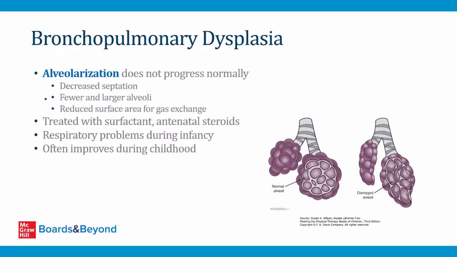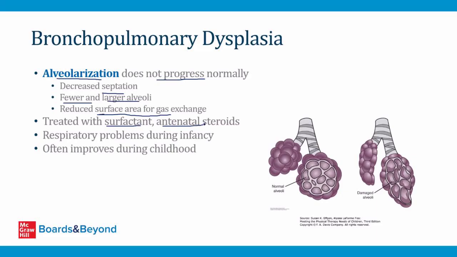The underlying pathology of bronchopulmonary dysplasia involves alveolarization, that process we talked about earlier. It does not progress normally when babies are exposed to high levels of oxygen and mechanical ventilation. They have less septation. They're born with fewer and larger alveoli because the alveoli don't divide through the process of septation into smaller alveoli, and this leads to a reduced surface for gas exchange. This can be treated by giving surfactant to the baby, and mothers, when they are going to give birth prematurely, are often given steroids antenatally. This helps to trigger the fetus to produce more surfactant as well.